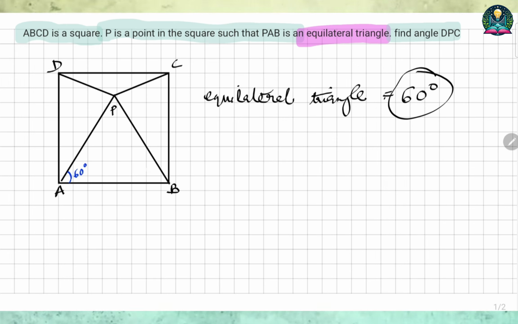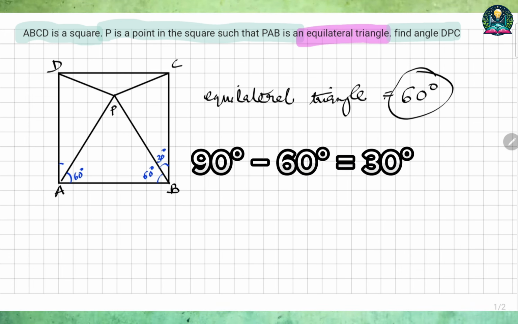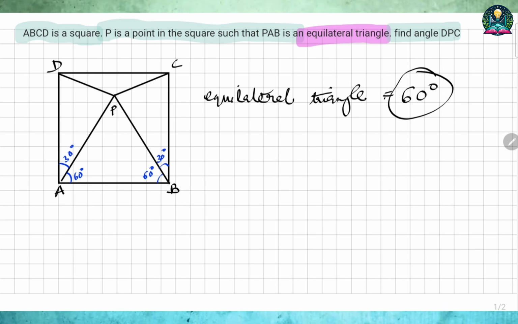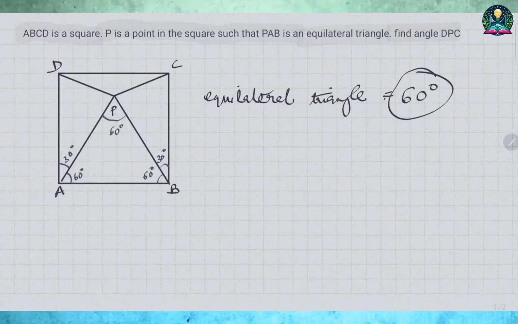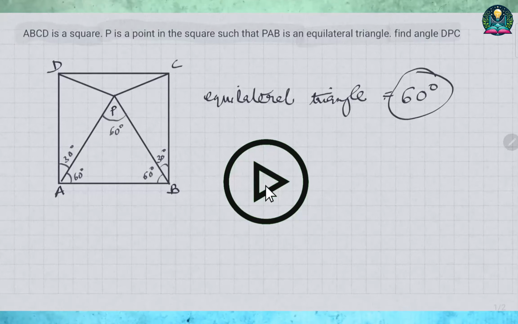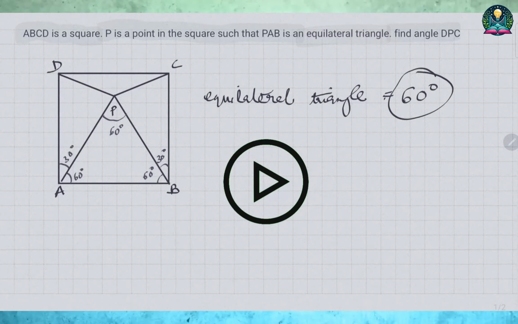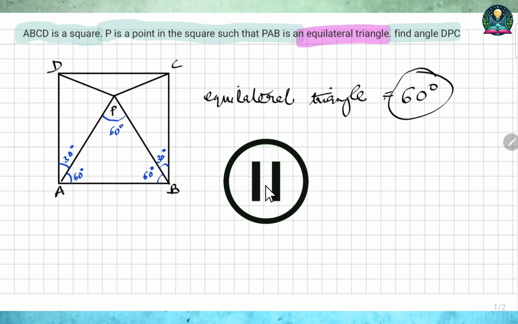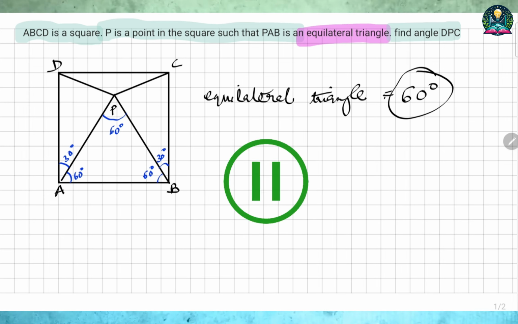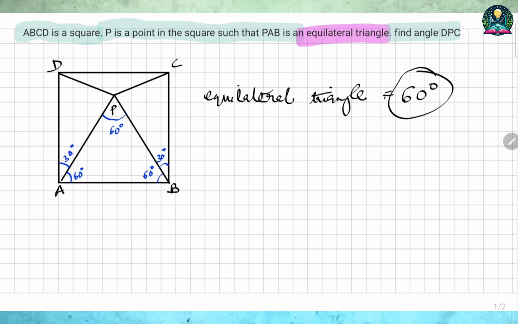And because ABCD is a square, the angles at the vertices of the square are 90 degrees. So angles PBC and PAD are 30 degrees. Now that we're done marking the angles, I would suggest you pause the video and come back here if you get stuck somewhere, because it's always good to solve the questions by yourself rather than just watching a video.